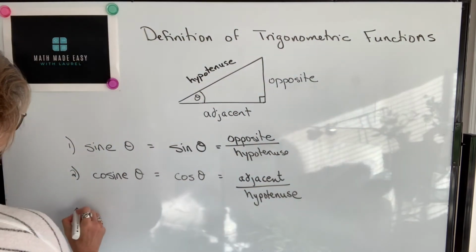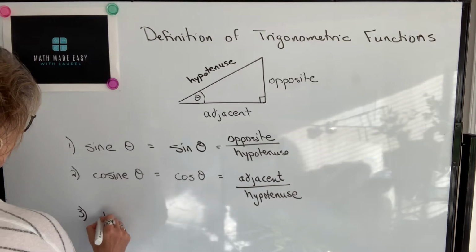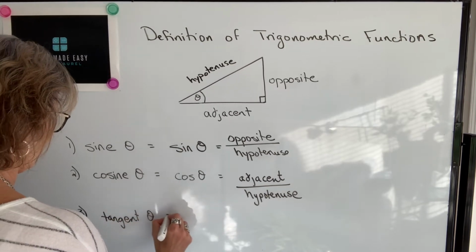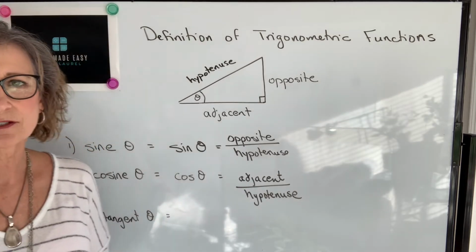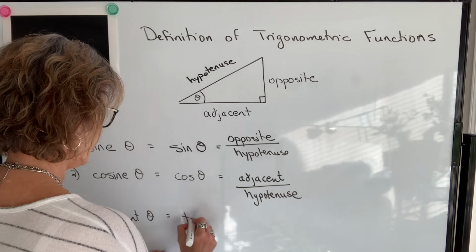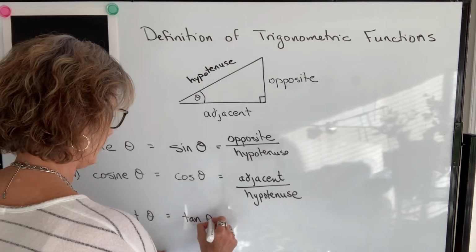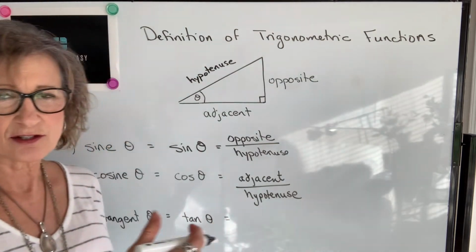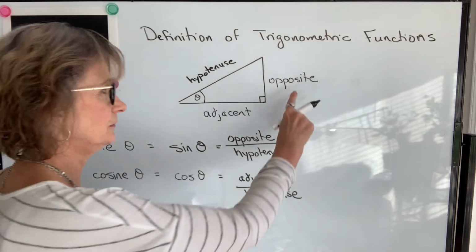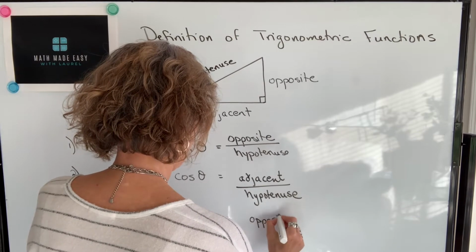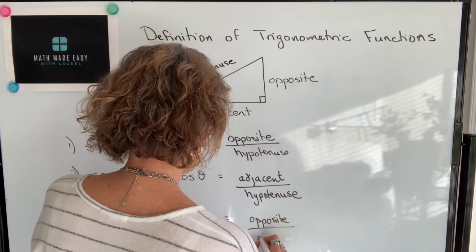The third trig function is called the tangent. And the tangent of an angle, we use TAN as our symbol or our abbreviation for that. It's defined as the ratio of the side opposite the angle to the adjacent side.